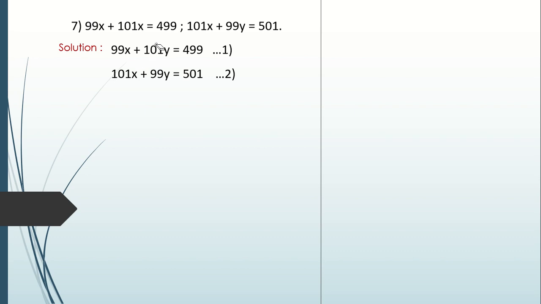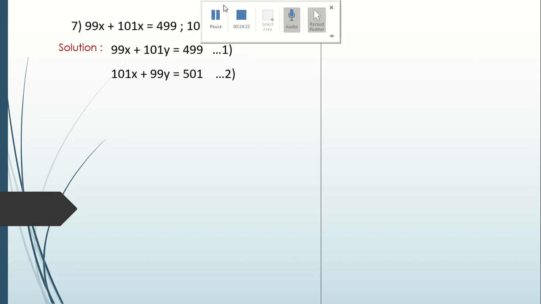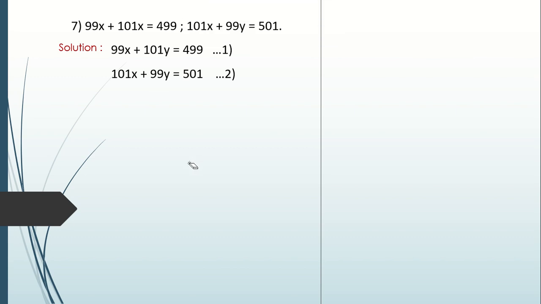Now the method to solve this type of simultaneous equations is this: adding equation number 1 and 2 first and then subtracting equation 1 and 2. Okay, then you get equation number 3 after adding, and after subtracting you get equation number 4. Those two are simpler ones, and then you deal with those two, solve them, and you get the value of x and y. Okay, that is the method.